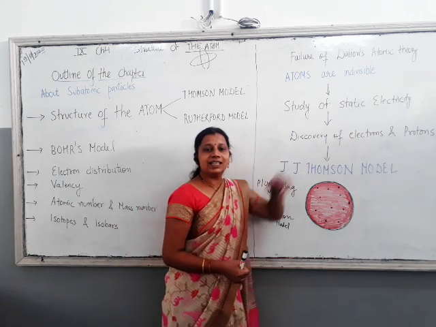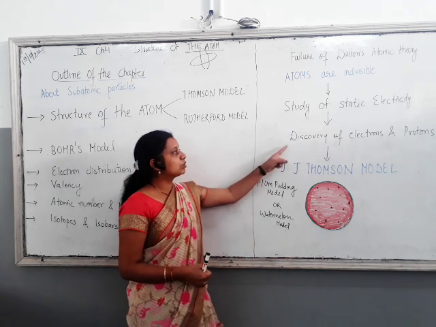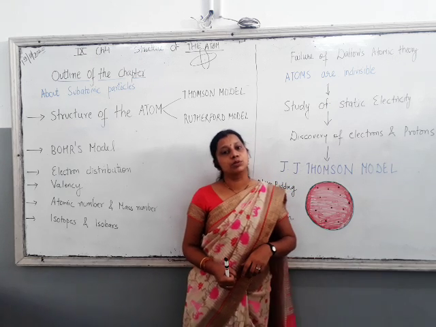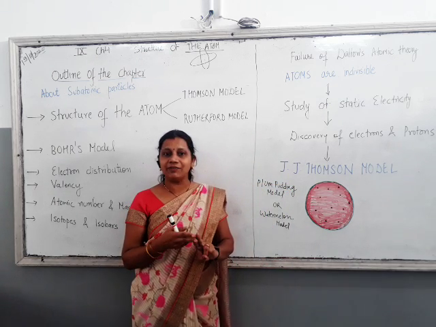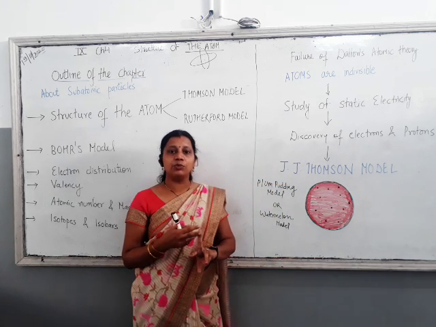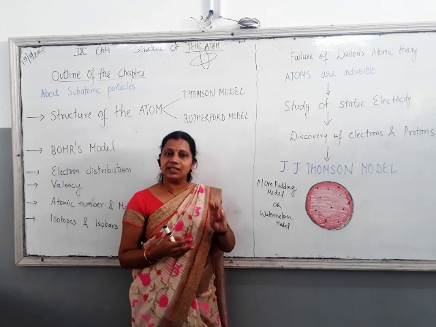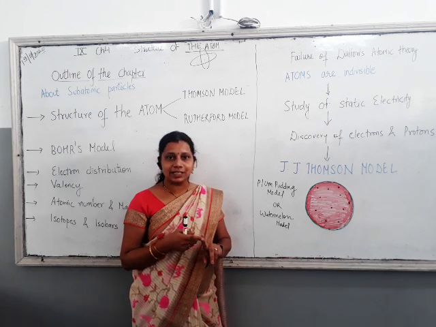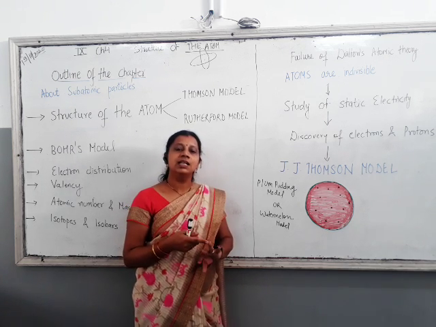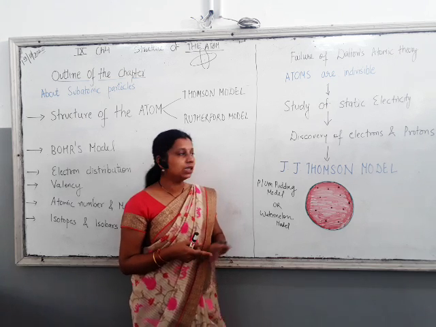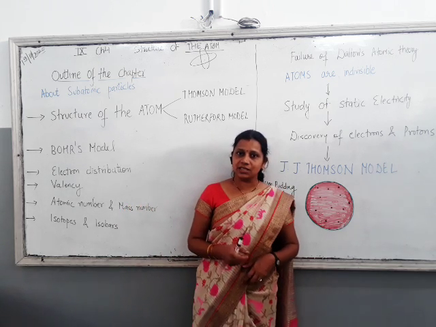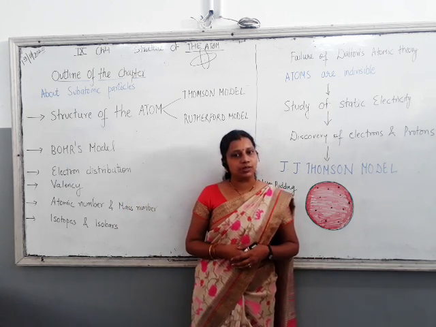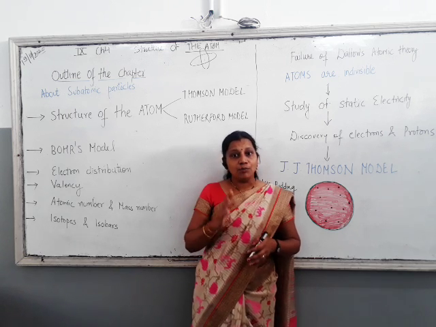These static electricity experiments led to the discovery of electrons and protons. So mainly you have two charged particles and one neutral particle. There are mainly three subatomic particles: electrons, protons and neutrons. Electrons are negatively charged particles, protons are positively charged particles, and neutrons are neutral. There are more particles.